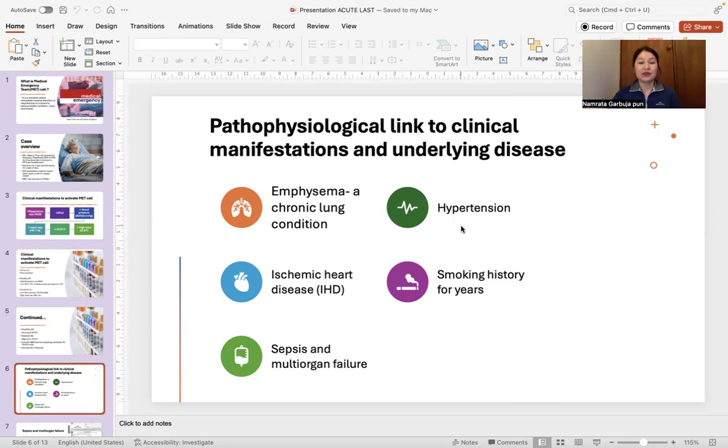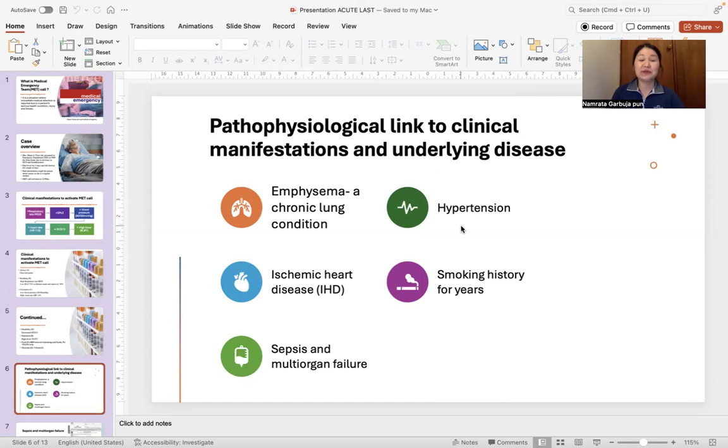Let's talk about the background history of hypertension. Hypertension means high blood pressure, which can damage the blood vessels, and it can also damage organs such as the heart, kidneys, and brain if it goes on for a long time. So in her case, she has an indication of sepsis.